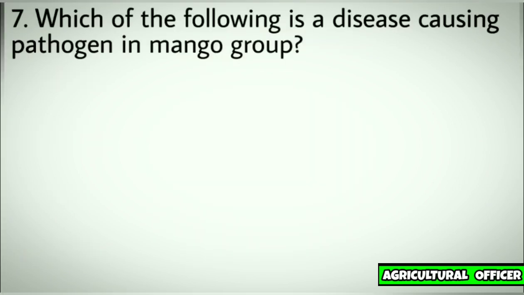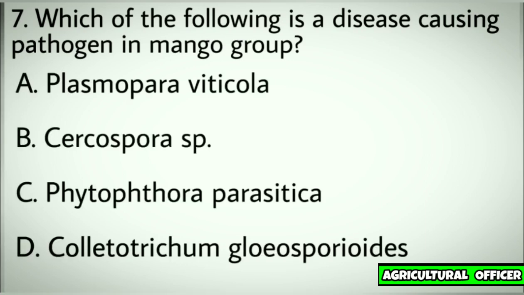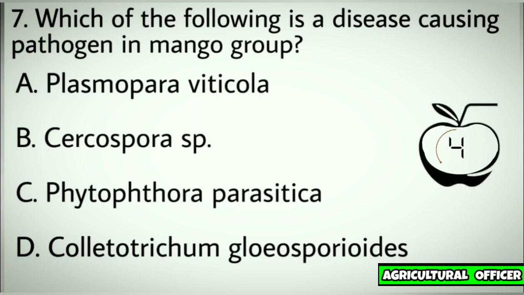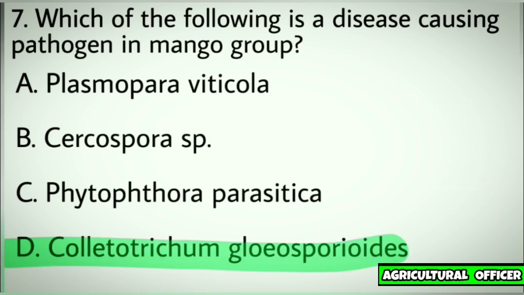Question number 7. Which of the following is a disease-causing pathogen in mango group? Options: A. Plasmopora viticola, B. Cercospora species, C. Phytophthora parasitica, D. Colletotrichum gloeosporioides. Correct answer: D. Colletotrichum gloeosporioides.